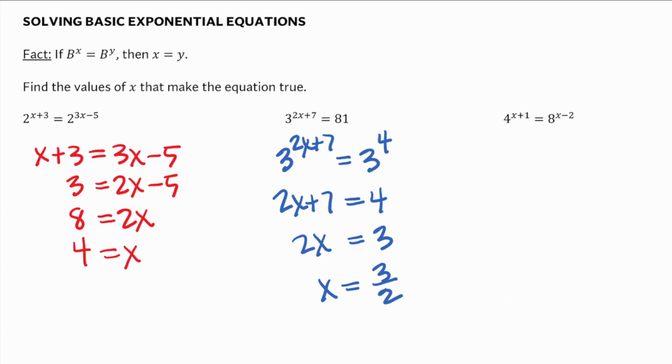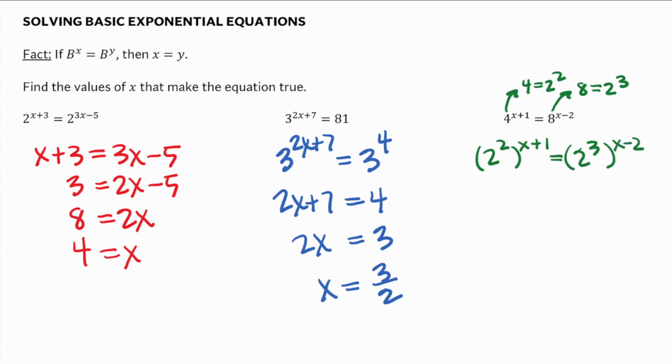The exponent rules are going to be so crucial in this unit. So I'm going to go over here and I'm going to say, okay, remember that 4 is equal to 2 to the 2. And 8 is equal to 2 to the 3. Okay. So I had 4 to the x plus 1. Now I've got 2 squared to the x plus 1. That's going to equal 8, which I'm going to write as 2 to the 3rd now, to the x minus 2 power. And remember, when we have a power of a power, that's where we're going to multiply the exponents.